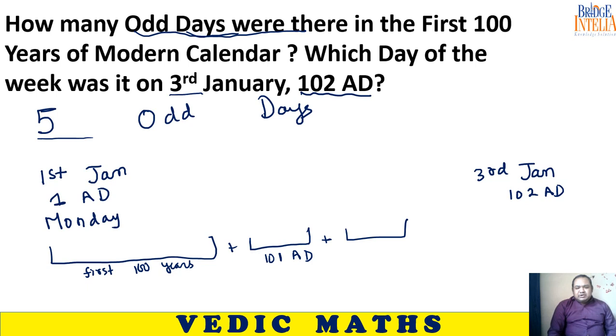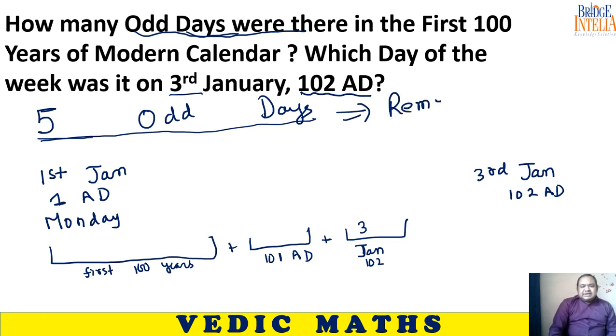That means 3 more days from the month of January of the next year, that means January of 102 AD. So this is the total count. In the first 100 years, we have already found out that 5 odd days get generated. This you have to remember. You cannot solve this again and again because it will require time, and this is a fact. So it's better if you remember that in the first 100 years, 5 extra days get accumulated.